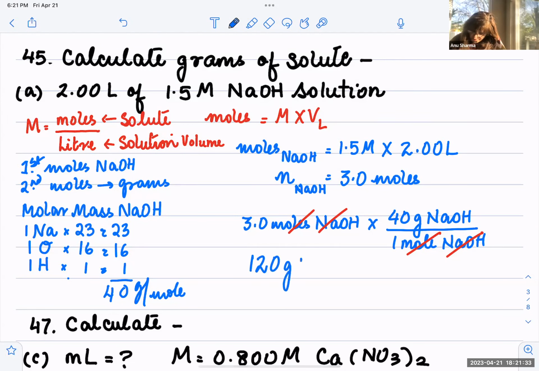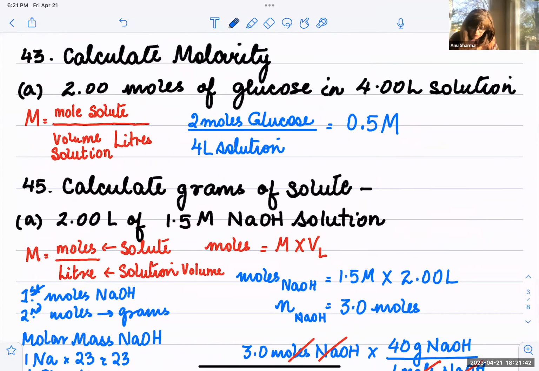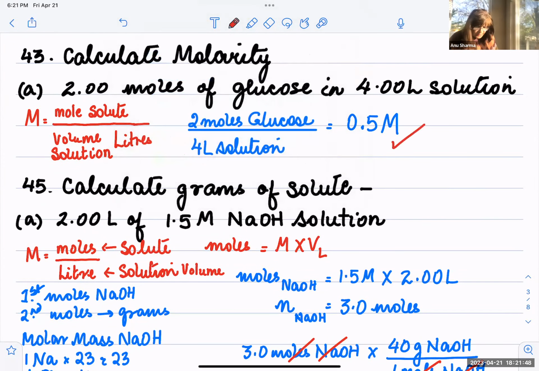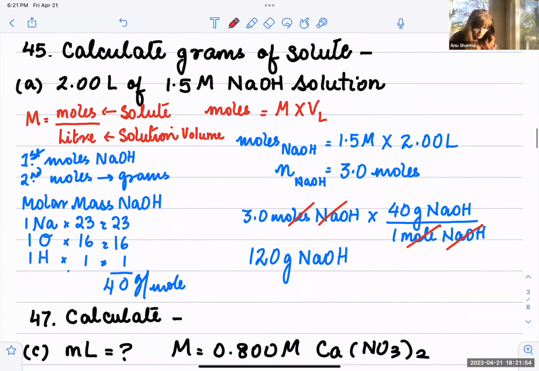Let's look at it at the back. So I'm going to check this one also. 43A is 0.5 molar. So this is correct. And then the next one was 45A. 45A is 120 grams of NaOH. Okay, now this is all given.